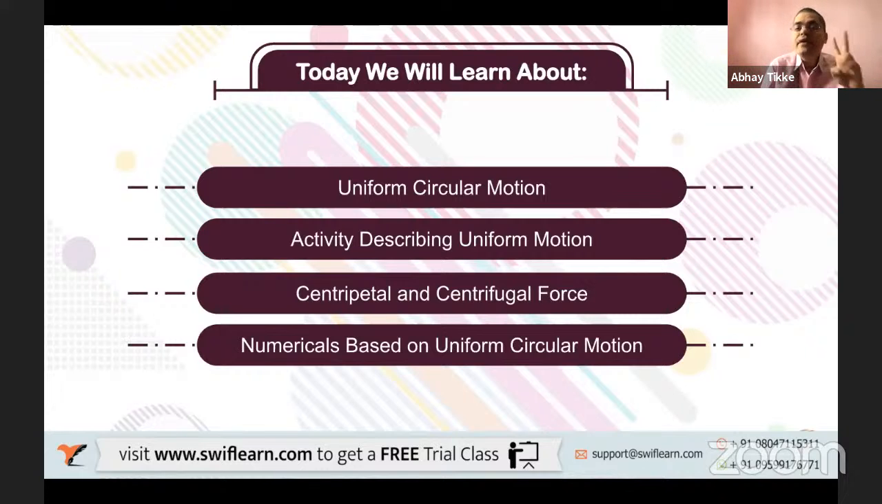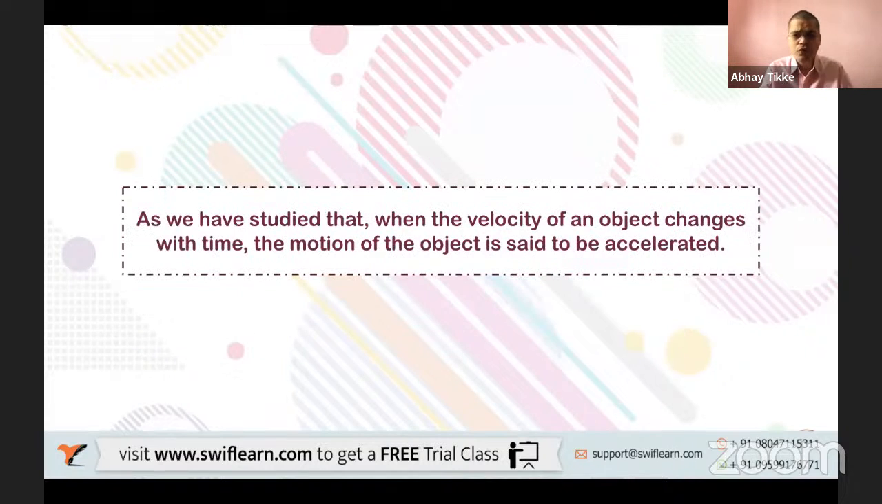Second is the activity describing uniform motion, right? Third is centripetal and centrifugal force, right? And fourth is numericals based on uniform circular motion. So these are the main four topics we are going to discuss today, right? Basically uniform circular motion, uniform circular motion होते समय कौन से forces लगते हैं, that is centripetal and centrifugal force, और इसके ऊपर हम कुछ numericals discuss करेंगे at the end of the session. Okay, so here we go with the first.